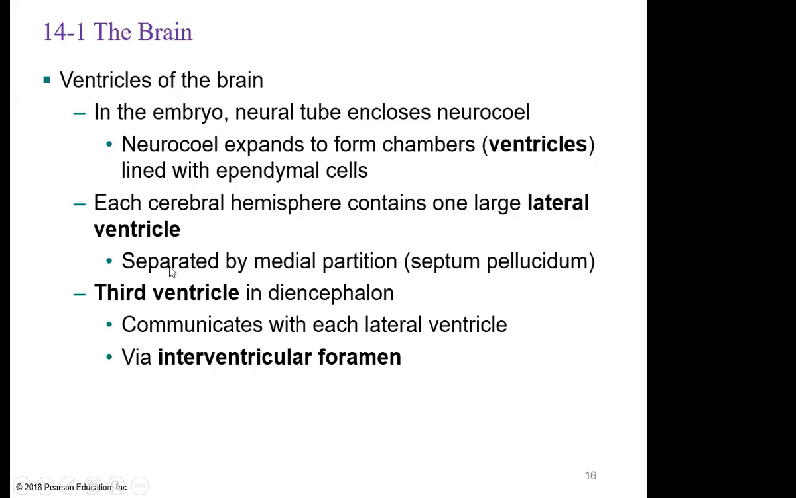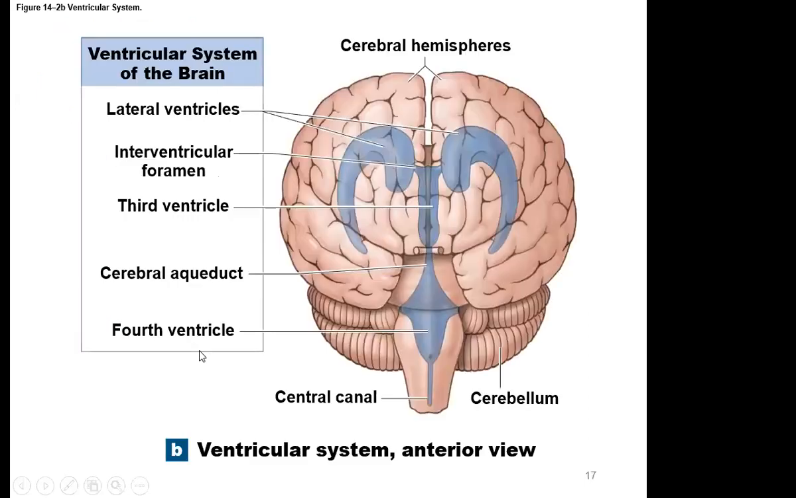pellucidum. The third ventricle is found in the diencephalon. So when you're looking at the mid-sagittal section of the brain, in the area near the thalamus and the hypothalamus is where you would find that third ventricle. And this does communicate with each of the two lateral ventricles through a structure called the interventricular foramen.